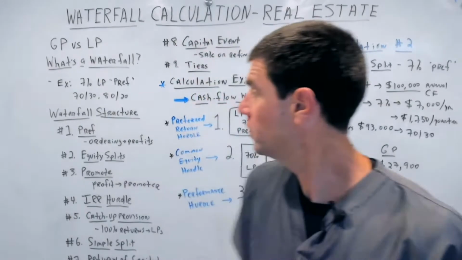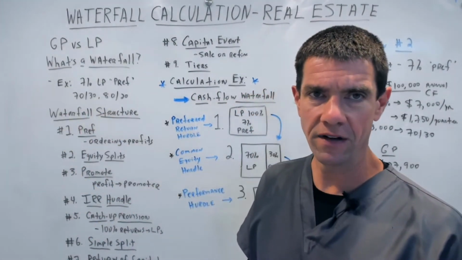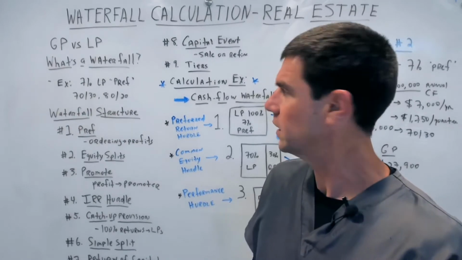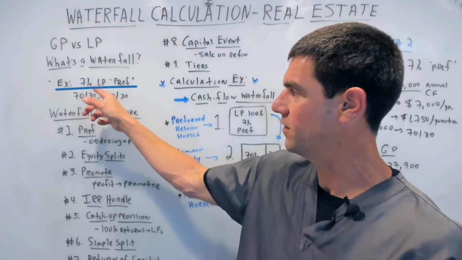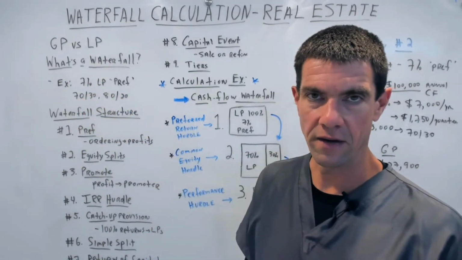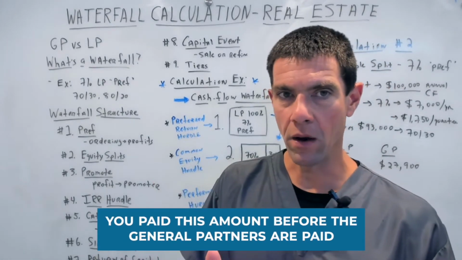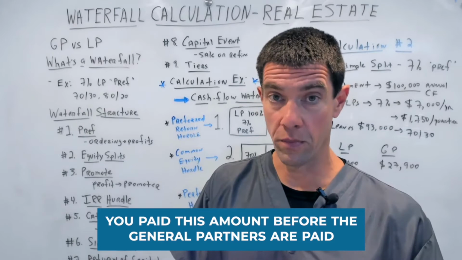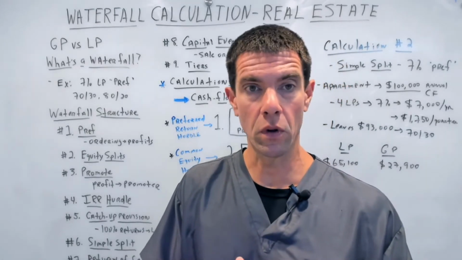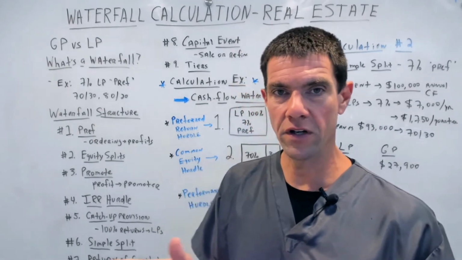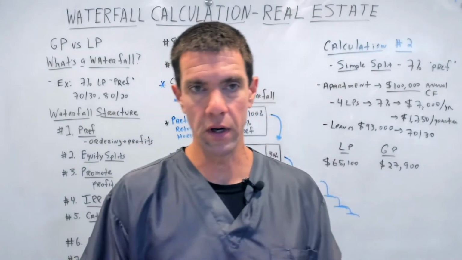All right, so let's talk about an example. Here's an example of what a basic waterfall structure looks like. Let's say that you're a limited partner in a deal that's paying a 7% preferred return, or a 7% pref. This basically means you're paid this amount before the general partners are paid. A preferred return, or pref, is typical of real estate deals, and is the first cash distribution paid to equity partners.